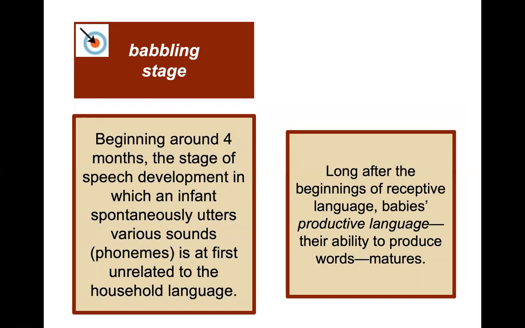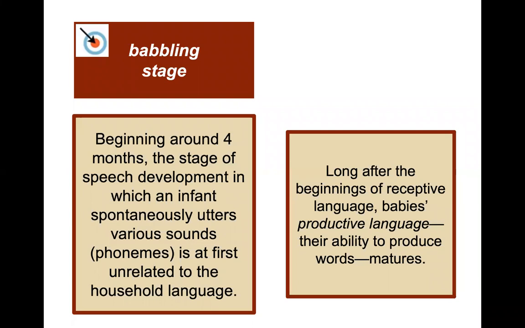Babies at about 4 months enter the babbling stage, the stage of speech development in which an infant spontaneously utters various sounds. If you've ever been around a young baby, it is fascinating to watch this unfold. It's at first unrelated to the household language. So at the early ages, babies are able to become proficient at any language, but that changes as you get older. We'll talk about that in a moment.